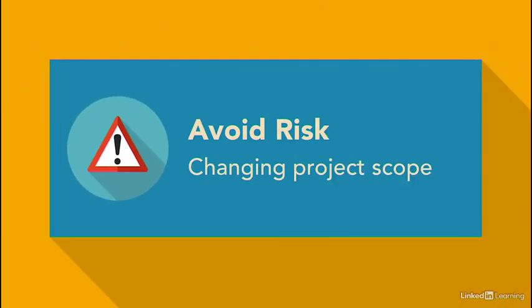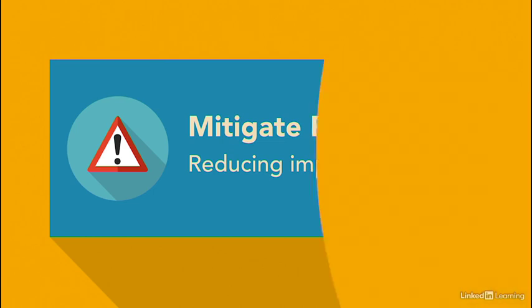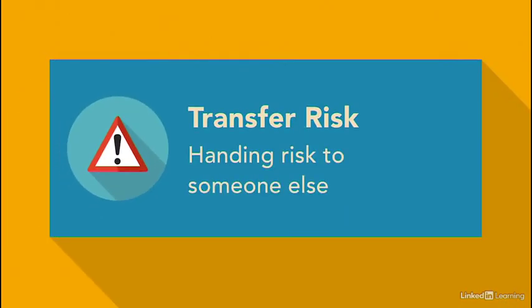Avoiding risk is another approach. For instance, changing the project scope to remove the risky part of the project. Mitigating risk means taking steps to reduce the consequences or impact of the risk. For example, by running a feasibility study, you'll have a better idea whether a scheduling system will meet the schedule, budget, and other objectives. Transferring risk means handing off the risk to someone else, like when you purchase insurance.